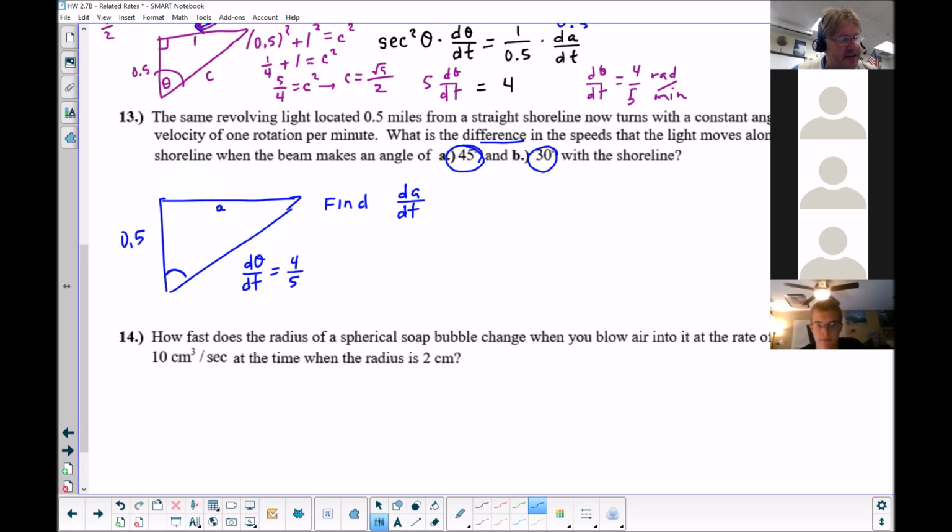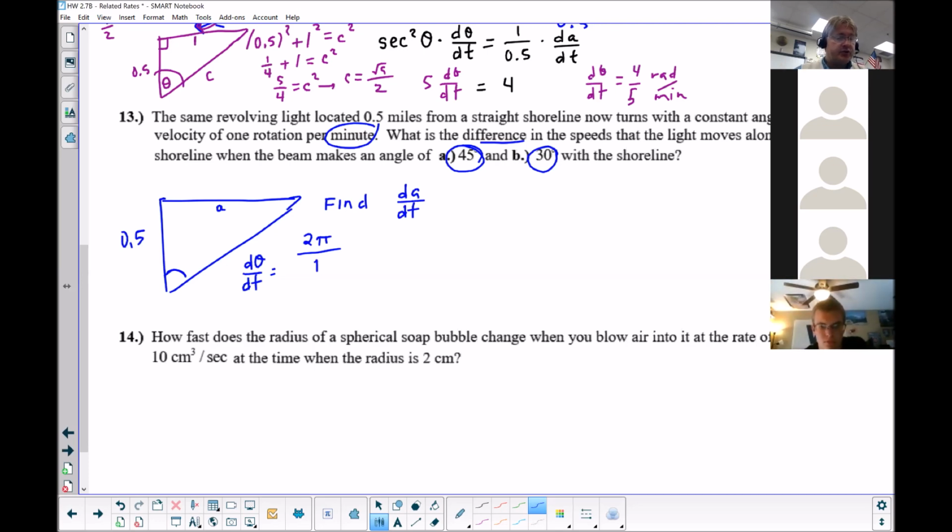I'm not so sure we want this to be 4/5 because it isn't tied to that problem. If we have 1 rotation, how many degrees is that? That would be 360 degrees or 2 pi, right? And if it takes 1 minute to do that, and I'm dealing with a measurement of minutes, then I could call this 2 pi over 1. That would be my radians per minute.